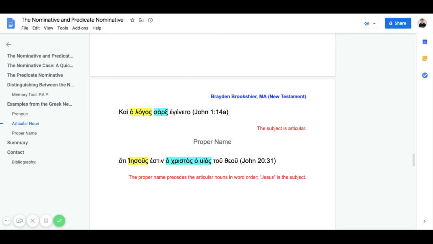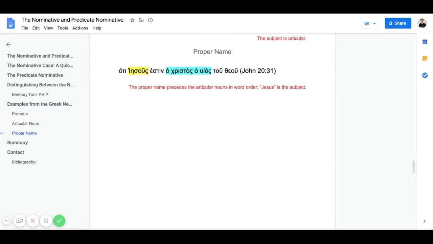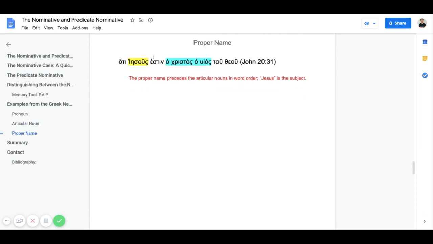And the word became flesh. Again, the subject is articular. Now let's look at one example of proper name. This one is pretty basic as far as understanding this rule. So we have P.A.P. So we have the pronoun gets greatest precedence. Then you have articular nouns, and then proper names kind of in second place with each other.